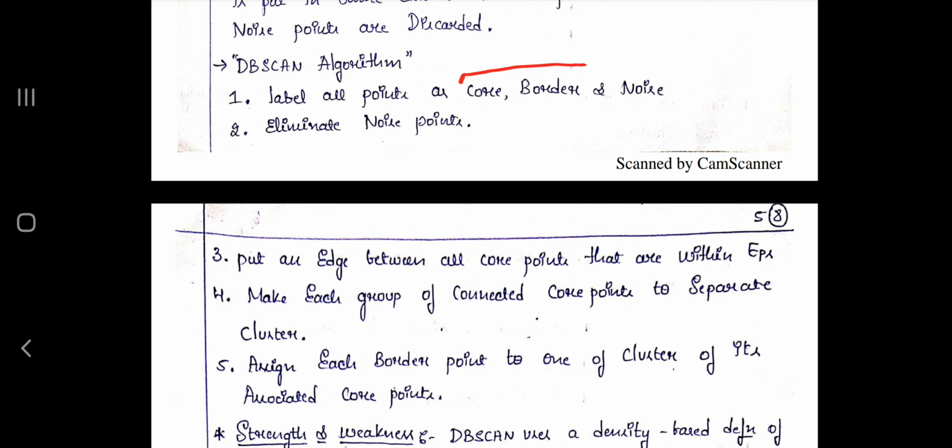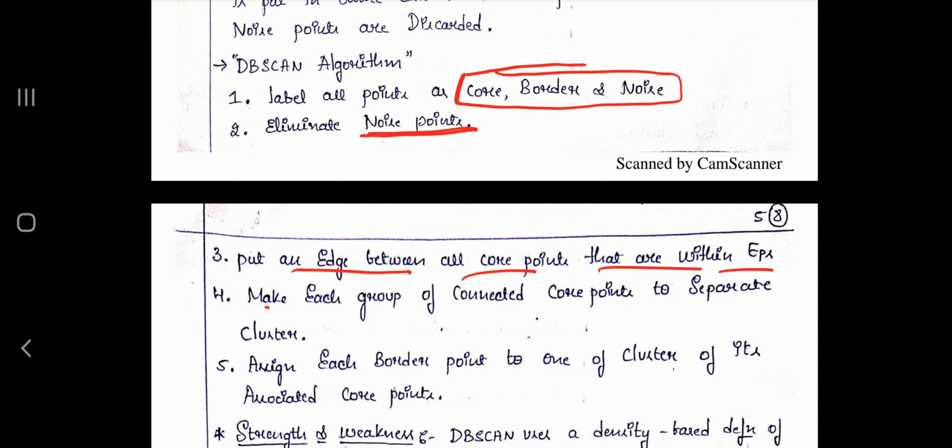What you are doing is you are collecting the syllabus from here. Then you are eliminating the concepts which were not asked in the syllabus itself. You are just removing them from the study timetable, and then you are putting the edge between the core points that are within EPS and all. So what you are making is connection, like first what you will study, second what you will study, then make each group of connected core points. You are forming groups. This is the first topic, second topic, third topic I will study. After that you will assign each border point to one of the clusters and associated core points.